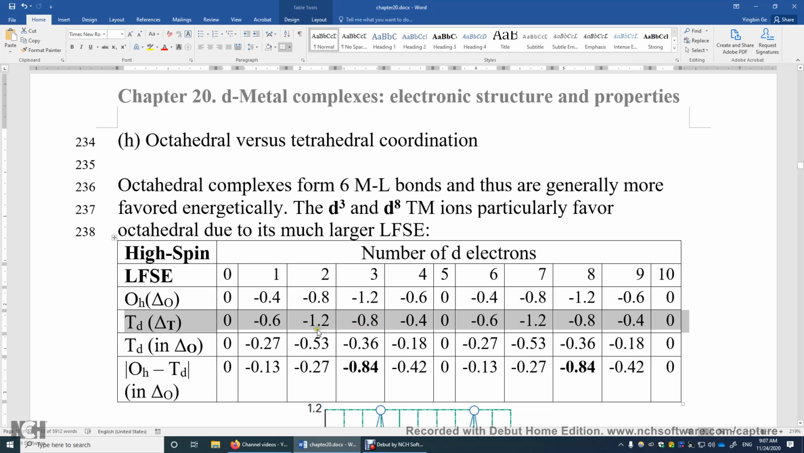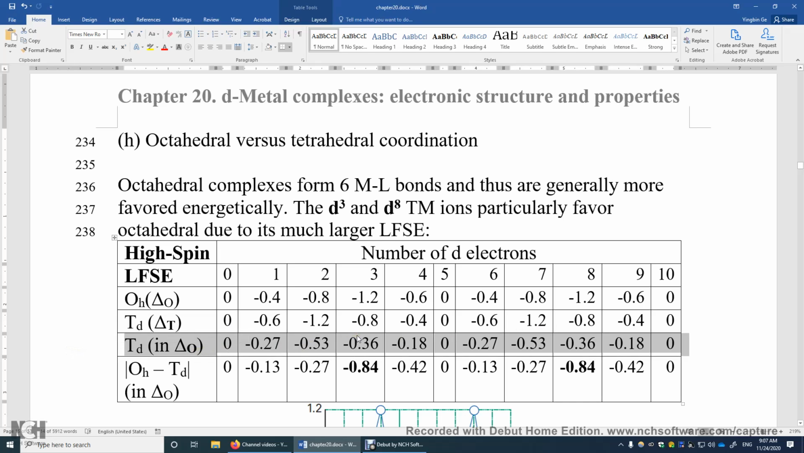So you got negative 1.2 plus 0.4. That's why you got this number. And then you have 2 electrons in the higher energy orbital, 3 electrons in the higher energy orbital. That's why this LFSE does not keep going up. It goes up and then goes down, and then it goes up and goes down. And delta T is roughly 44%, or 4/9, of delta O. So we need to do a conversion here. We convert this delta T to delta O. Basically, we multiply this row by 0.444, which is 4/9. And then we get a row of new numbers in delta O.